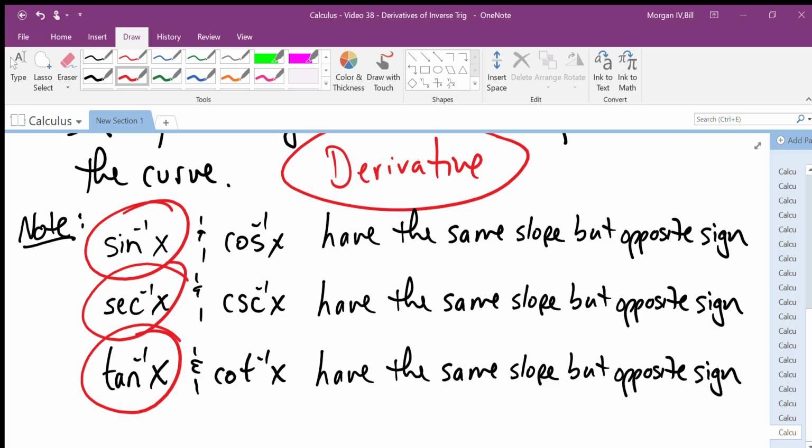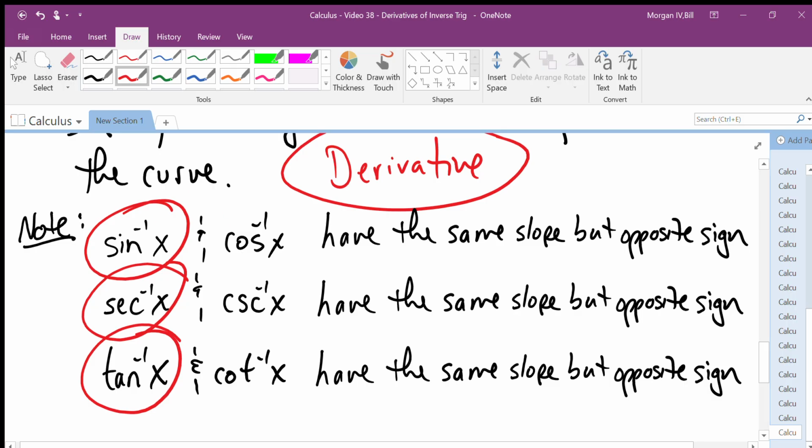And the inverse cosine, inverse cosecant, inverse cotangent derivatives happen to be negative, whereas the inverse sine, inverse secant, inverse tangent derivatives happen to be positive, so we end up using the positive ones more often. Okay, so we're going to focus on those three.